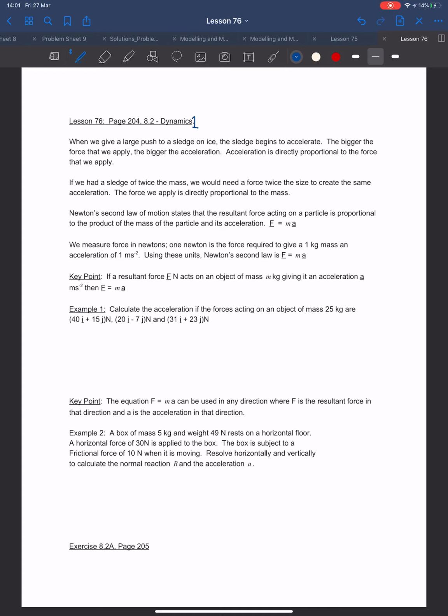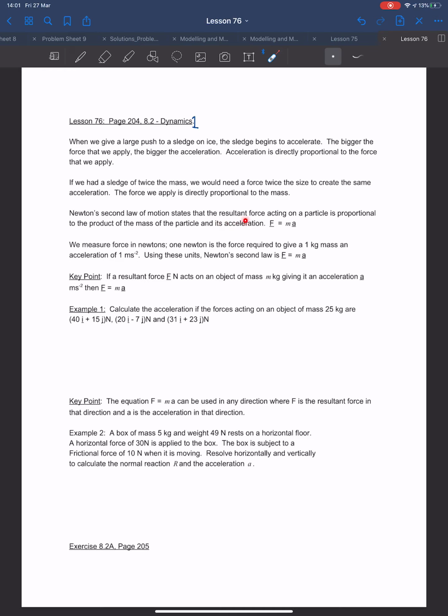When we give a large push to a sledge on ice, the sledge begins to accelerate, okay, because there's no friction. The bigger the force that we apply, the bigger the acceleration. Acceleration is directly proportional to the force that we apply, which makes sense. Push it harder, it's going to accelerate more quickly. If we had a sledge of twice the mass, we would need a force twice the size to create the same acceleration. Okay, so double mass, double force to get the same acceleration from the first scenario, first paragraph above. The force we apply is directly proportional to the mass.